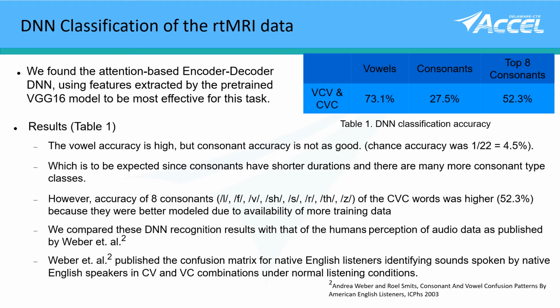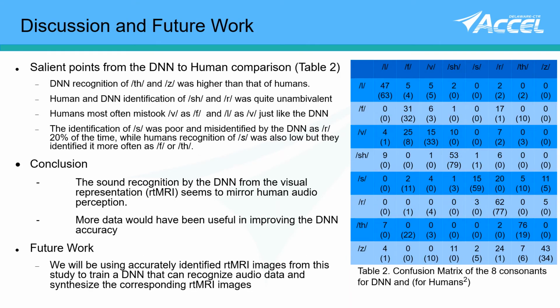We compared these DNN recognition results with that of the human's perception of audio data as published by Weber et al. They published the confusion matrix for native English listeners, identifying sounds spoken by native English speakers in CV and VC combinations under normal listening conditions. The salient points from the DNN to human comparison, as shown by the confusion matrix here, have been listed, and as to be expected, there were many commonalities, but some differences as well.